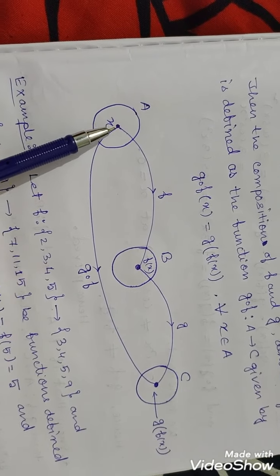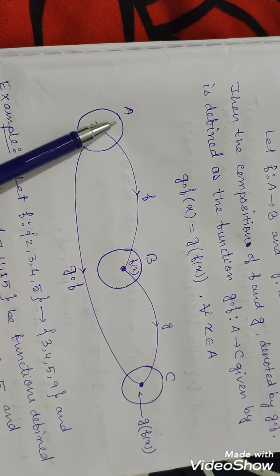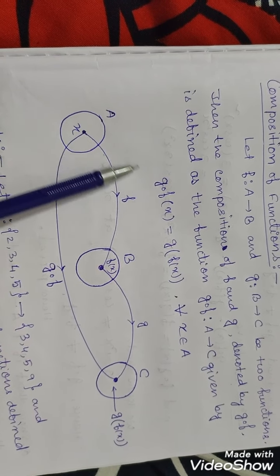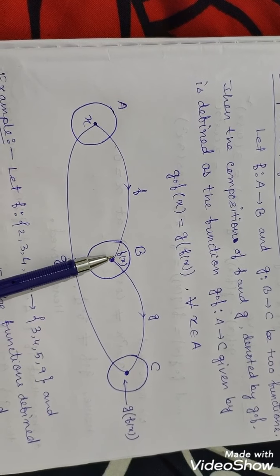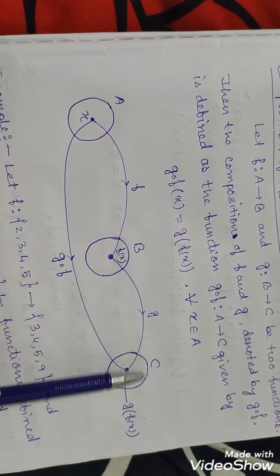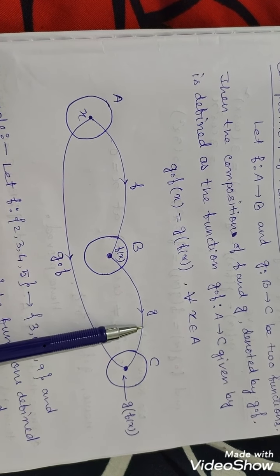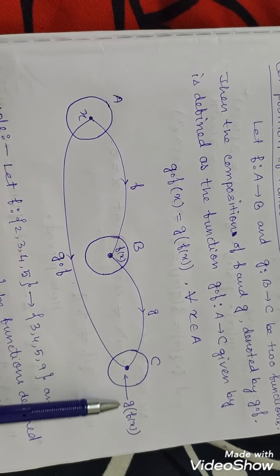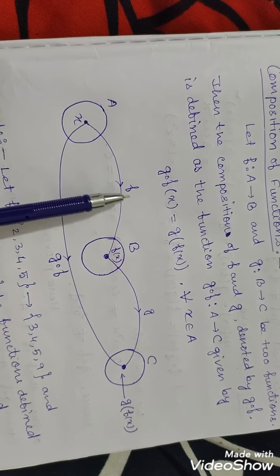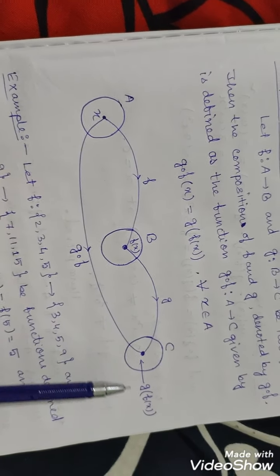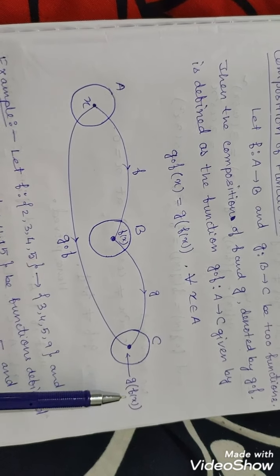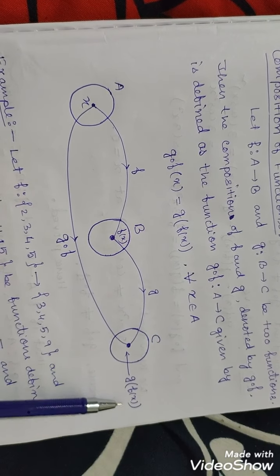Means if you take one element from the set A, and it is a function from A to B, then you get an image in B. Again, it is B to C if you take another function, that is g. So again you will get the image g of f of x. Means composition of functions f and g, finally you will get g of f of x.